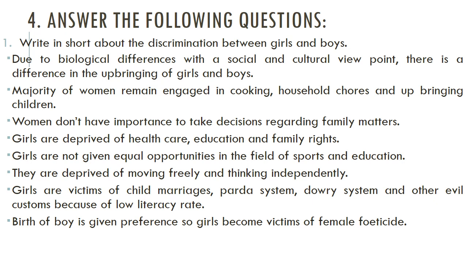Girls are victims of child marriages, parda system, dowry system and other evil customs because of low literacy rate. Birth of boy is given preference, so girls become victims of female feticide. It is the long answer, but to remember the points, you can keep the points like the biological differences and the upbringing of girls and boys, the difference between the upbringing.